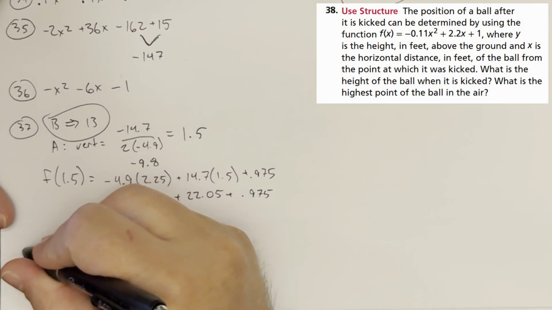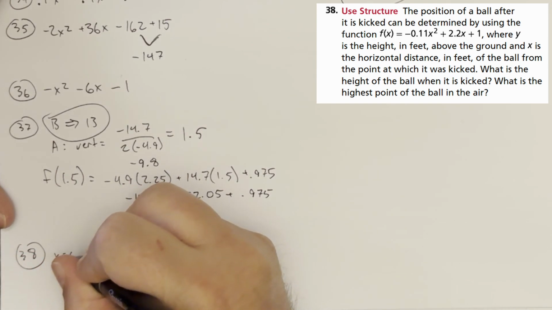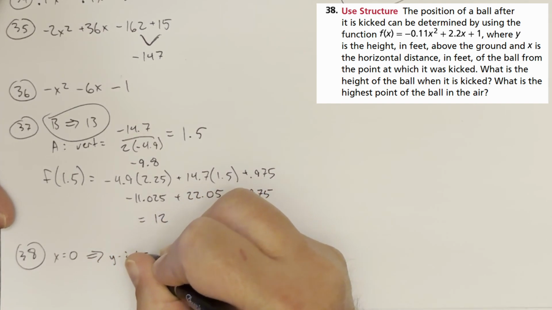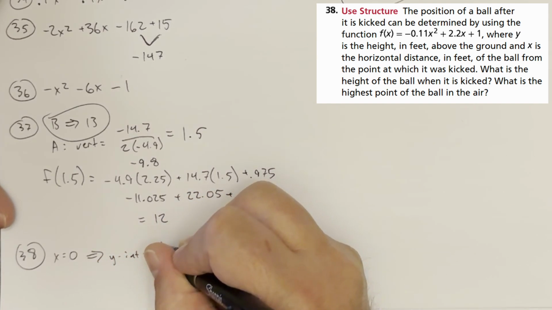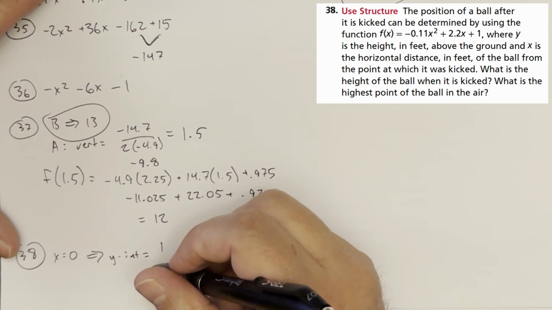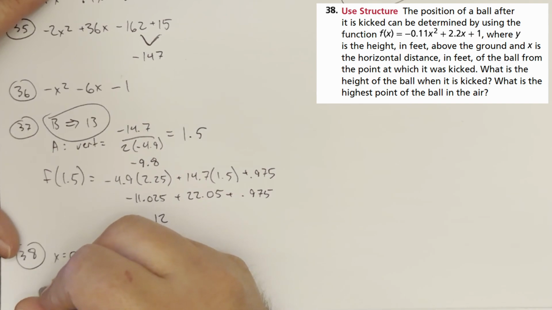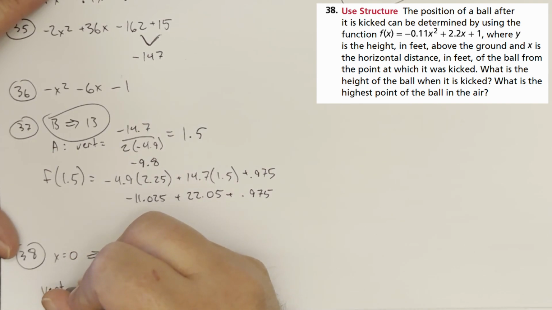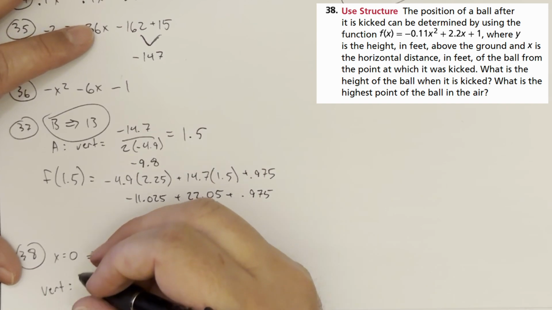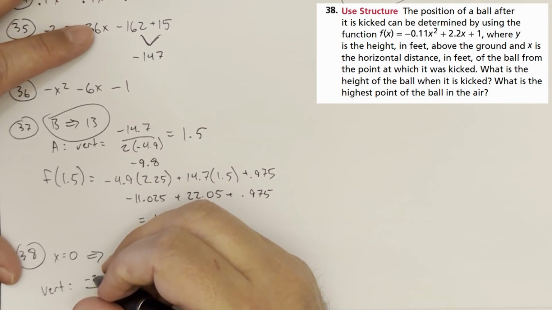Use structure. We're nearly done. Last page here. The position of a ball after it is kicked can be determined by using the function f of x equals negative 0.11x squared plus 2.2x plus 1, where y is the height in feet above the ground and x is the horizontal distance in feet of the ball from the point at which it was kicked. What is the height of the ball when it is kicked? So where did it start? That's at time 0, x equals 0, which is the y-intercept, which is 1.